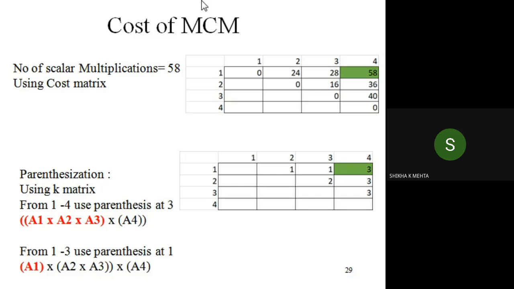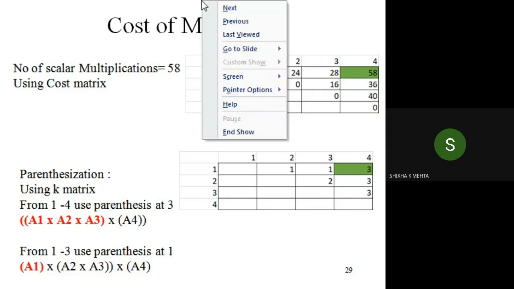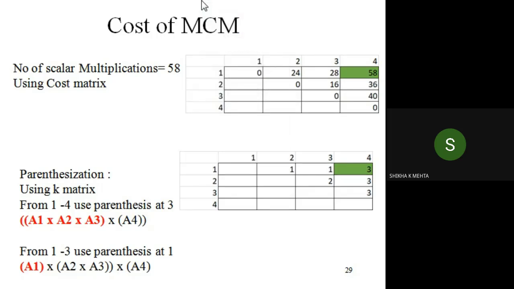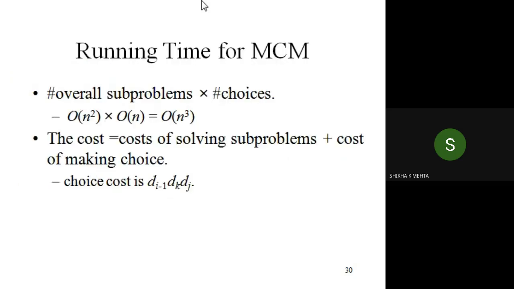So first we will perform the matrix multiplication a2 cross a3, then we multiply the result of a2 a3 with a1, and then the result of all these three will be multiplied with a4. This sequence of matrix multiplications is going to be performed with the minimum cost of 58 multiplications. So this is how we solve the problem of matrix chain multiplication using the dynamic programming approach.